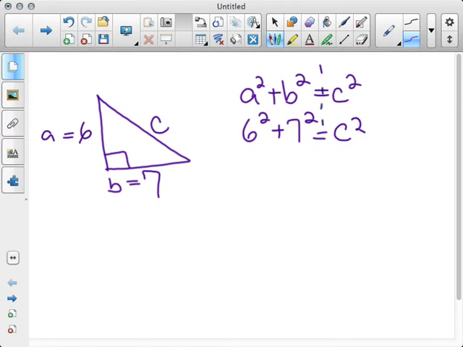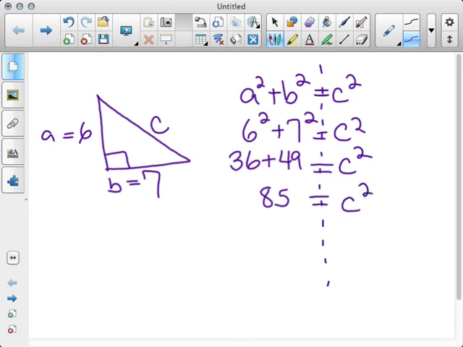And again, I'm not going to touch the c squared side until the very end. So 6 squared is 36. 7 squared, or 7 times 7, is 49. 36 plus 49 is 85. To undo the squaring and get just what c is, square root both sides, and get rid of my square and my square root. And to do the square root of 85, it's not a nice even number. Nothing times itself is 85 that is a nice whole integer.